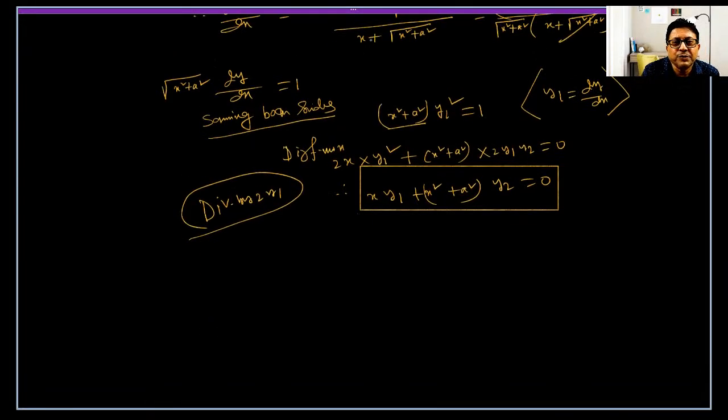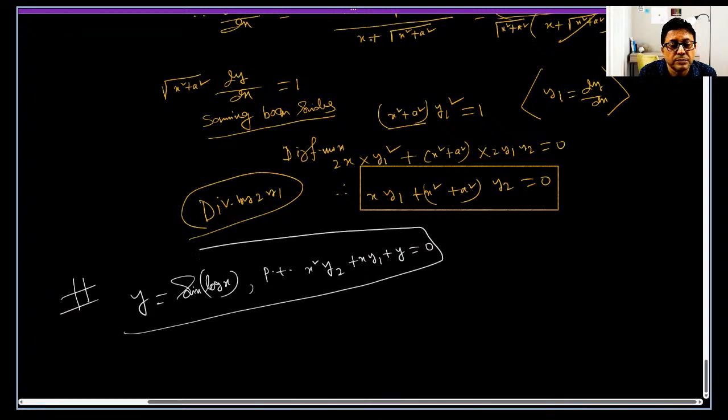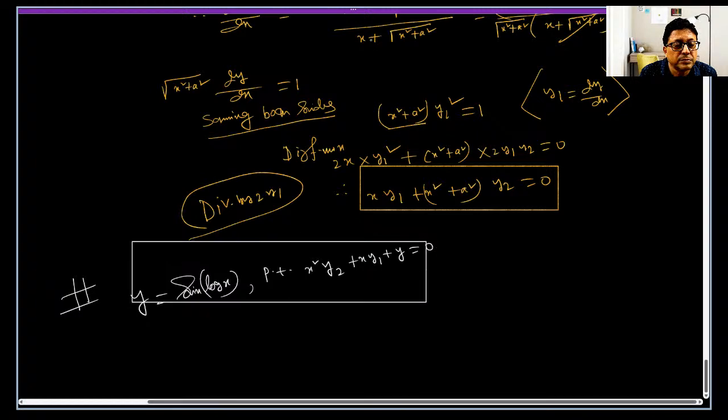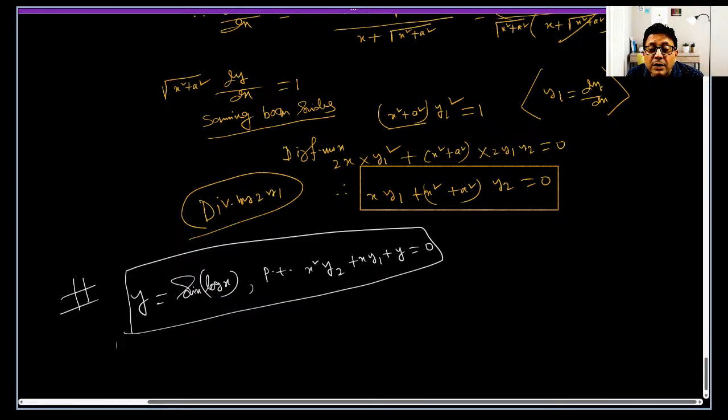So let me tell you the next problem. Next problem is like y equal to sine log x. Then prove that x square y2 plus x y1 plus y equal to 0. Okay, y2 you are familiar, y1 also.